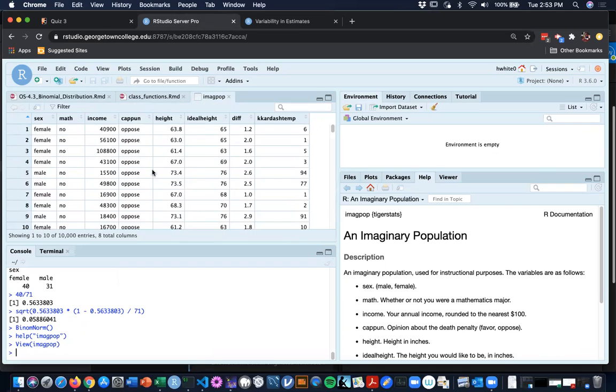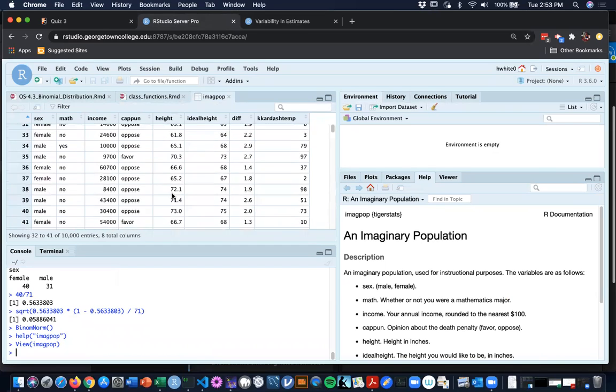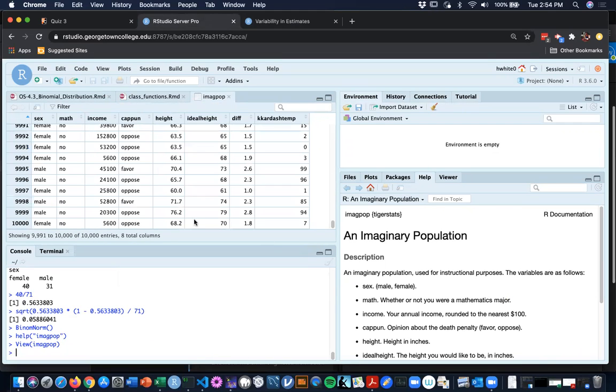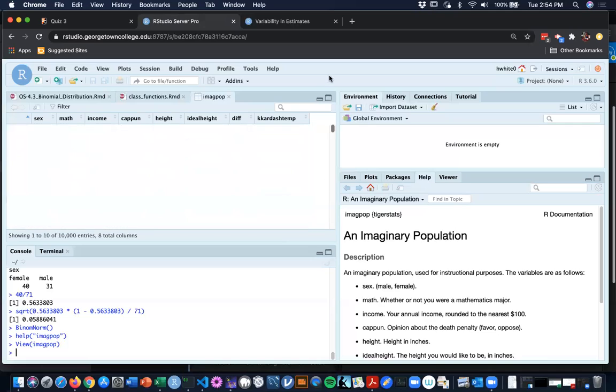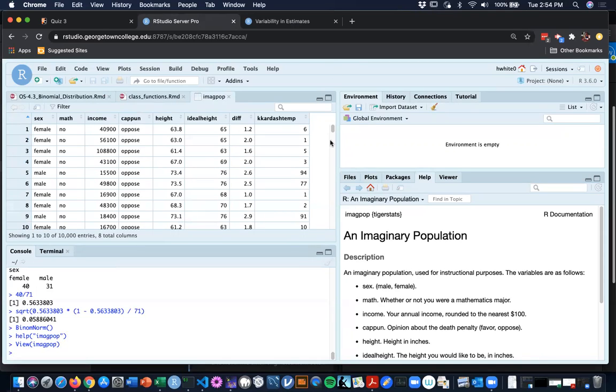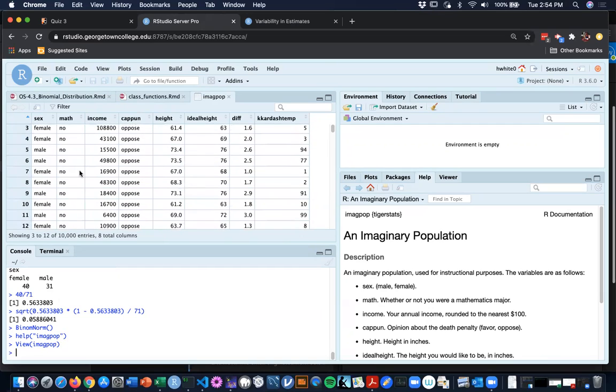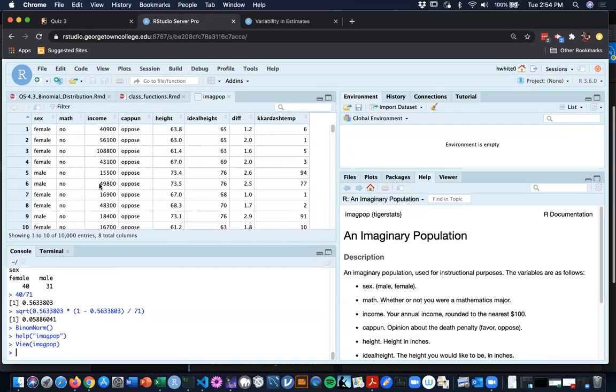Every row is an imaginary person, and there's 10,000 of these rows. You can go all the way down, and there are 10,000 of them. For each person, we have recorded a sex, female or male, and whether or not they're a math major, yes or no. So we've got a couple of categorical nominal variables. We've got a numerical variable, income, the annual income in dollars.